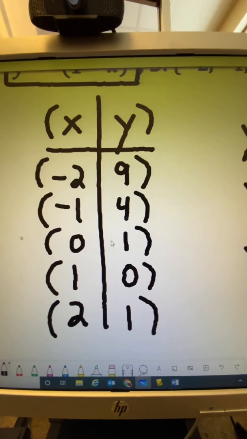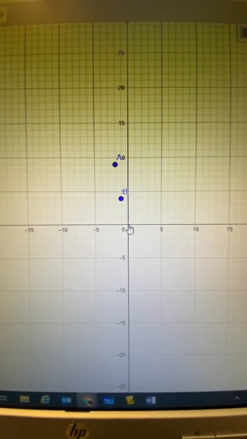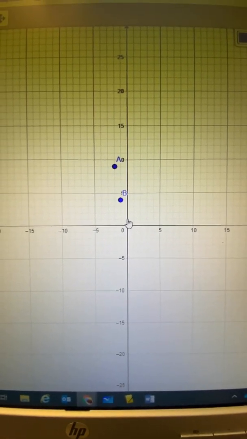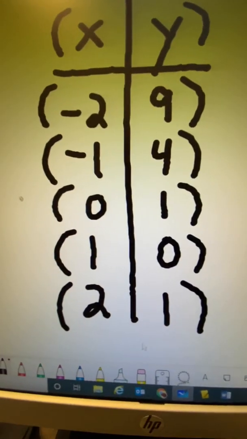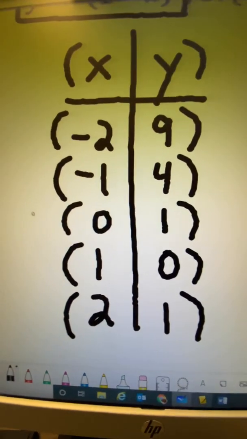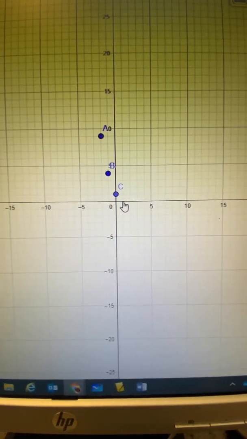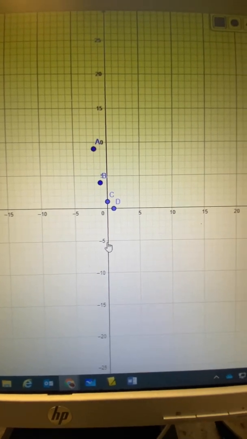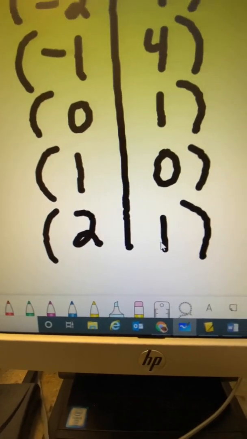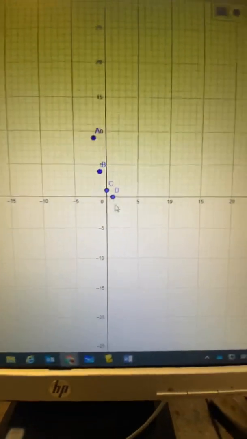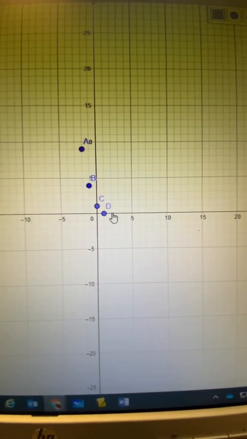Third point, when x is 0, y is 1. So I go to x is 0, which is right here in the middle, in the origin. And then when x is 0, the y is 1, so I go up 1 and put a point there. Next, when x is 1, I get y is 0. So I go to x is 1, and when I'm at x is 1, y is 0, which means I don't move up or down. It just stays there. So I'll put my next point there. And then the last one is when x is 2, y is 1. So I go to x is 2, y is 1, and you can see that that'll be about here.